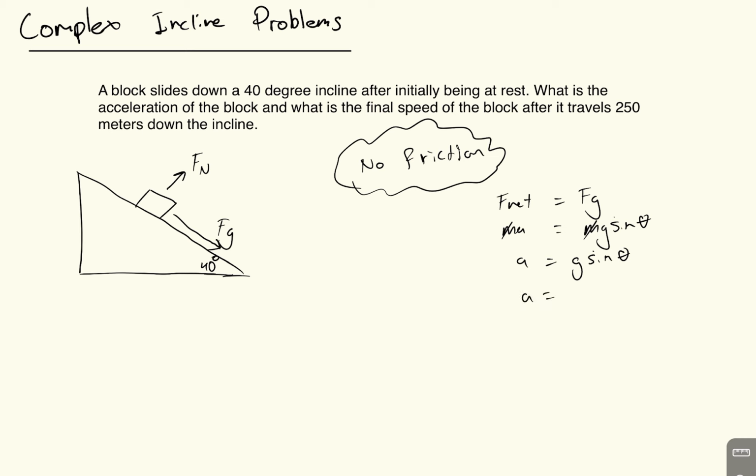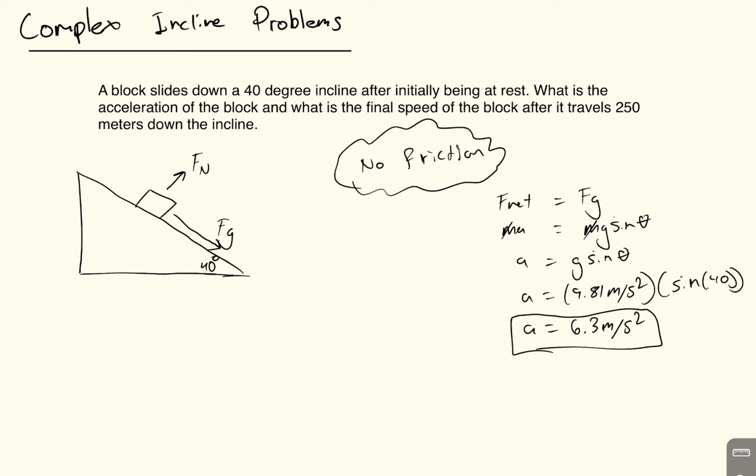And then acceleration is equal to 9.81 meters per second squared, sine of 40. And acceleration, when you plug that into your calculator, will be equal to 6.3 meters per second squared. And then the second part of the question is asking what the final speed of the block is after it travels 250 meters down the incline.